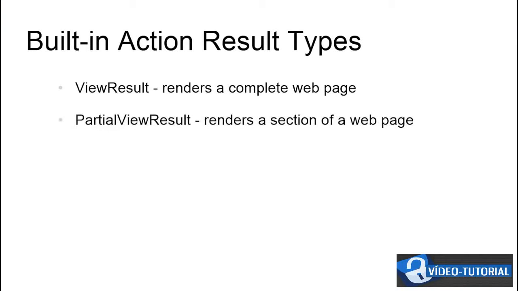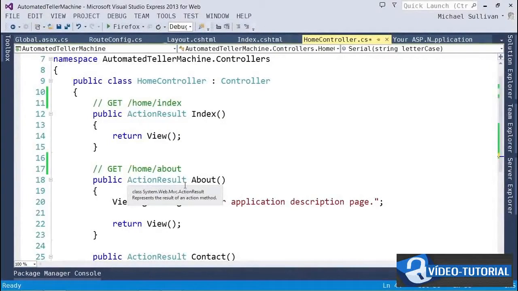There's partial view result, which we can use to return just a section of a web page. This is very useful for retrieving some HTML during an AJAX request, for example. Or if we wanted to separate a view from its layout for some reason, maybe to embed it in another view, we can use the partial view method instead of the view method.